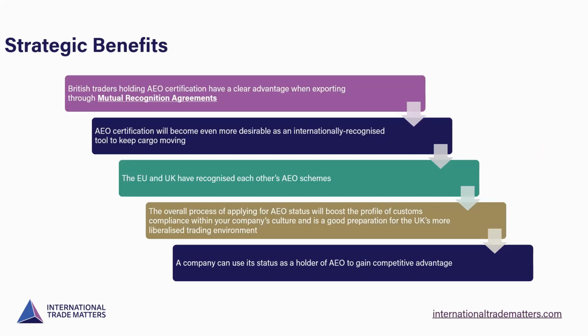So all British traders that hold an AEO certificate have a clear advantage when exporting through mutually recognised agreements. And I can't emphasise that enough for you, because of the way that the UK has set up its store with international trade and the reliance on free trade agreements. The mutual recognition agreement process is going to be thrust into your mindset going forward from 2023 onwards. It's not going to go away, so the sooner we embrace it and start with our AEO applications, the better it will be for all of us.